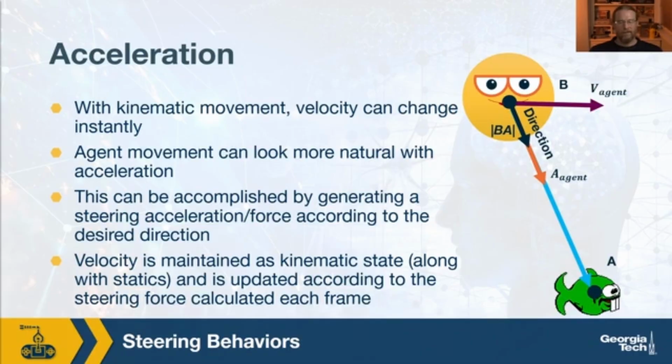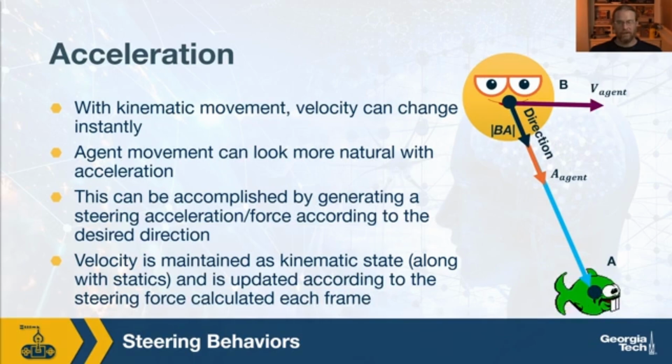The velocity of the agent is maintained as state information. So we have this kinematic state, and that's preserved from frame to frame. It can be modified, but it can only be modified to the degree that the acceleration is able to modify it. So for instance, if you had a very slow acceleration and a high velocity, it's going to take several frames before that velocity can be redirected to a new place.